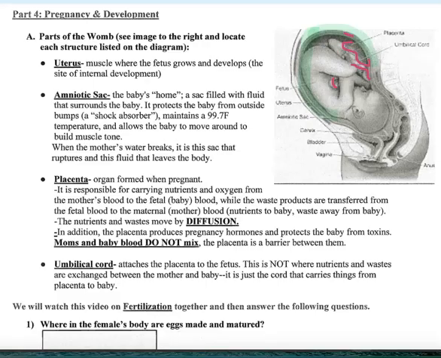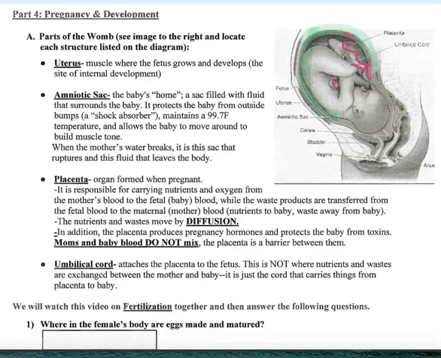The umbilical cord is like the lifeline. It attaches the placenta to the fetus. This is not where the nutrients and wastes are exchanged between the mother and the baby. It's a cord that just carries things from the placenta to the baby.